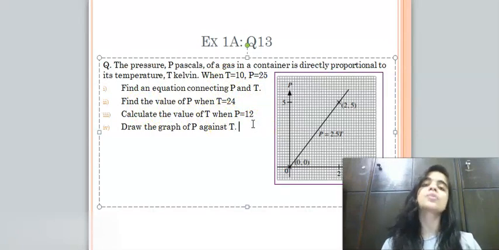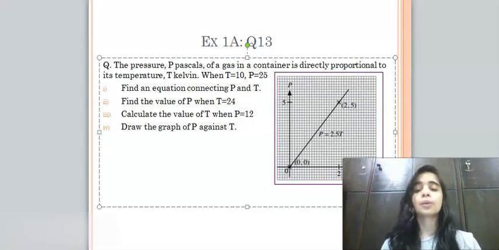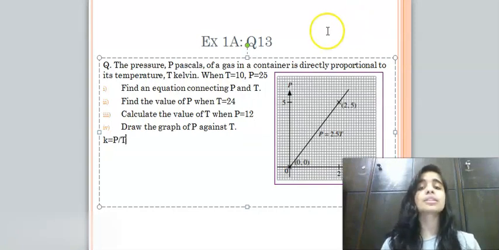Now this is very easy. We need to do the similar thing which we are doing in so many questions already. We need to find the value of K. And the value of K would come out when we do P divided by T. Right? So P is 25 and T is 10. So that means it is 25 divided by 10, which will be 2.5. So the value of K is 2.5.